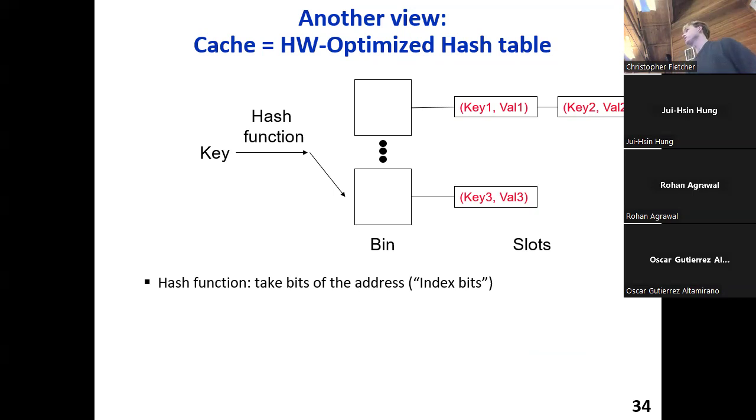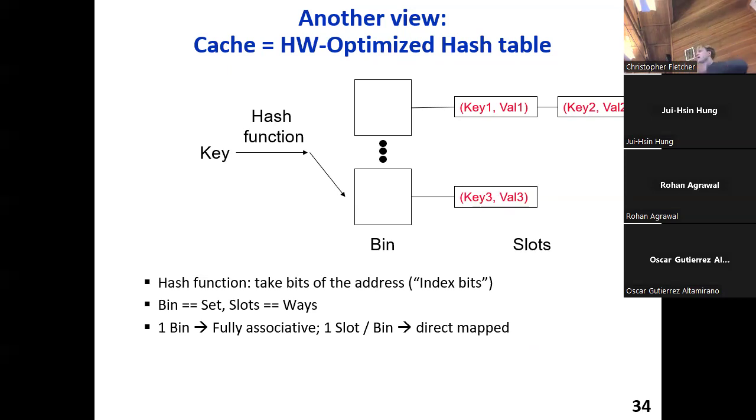The hash function of hardware caches, to be efficient in hardware, is super simple. A hash function might be very complicated, but a very simple hash function that tends to work pretty well is to just take a subset of the address bits, these are the so-called index bits, and use that to choose which bin or set we're going to go to. So in cache terminology, a hash table bin is a cache set. The slots in the bin are cache ways, and from that, we get all of our associativity flavors of cache.